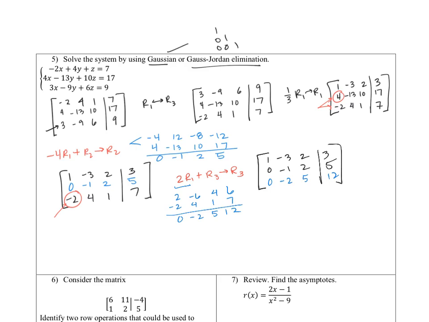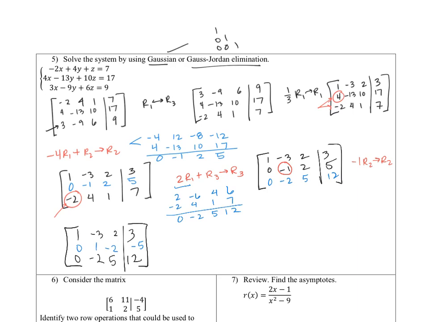Okay, so the next thing that we want to do is make sure we have a 1 for the second part of the diagonal. So that's a -1. To turn that into a 1, really just need to multiply by a -1. So -1 times row 2 to make my new row 2. And so my other rows will stay the same. So 1, -3, 2, 3, 0, -2, 5, 12. So the only thing that changed was the middle row to become 0, 1, -2, -5.